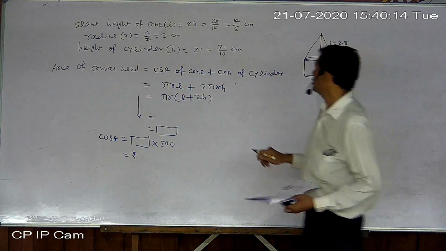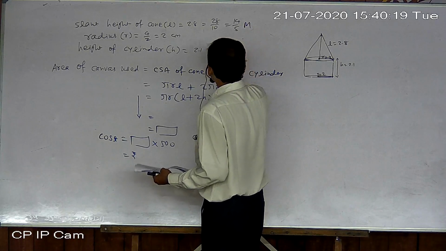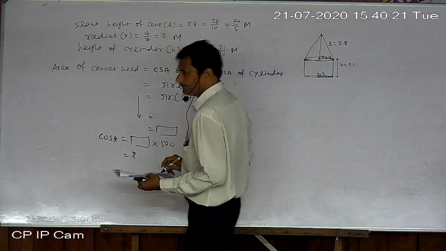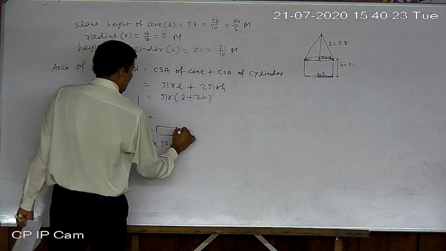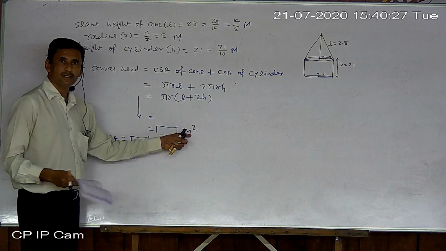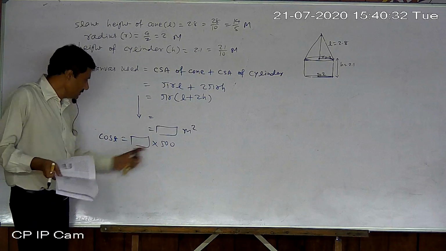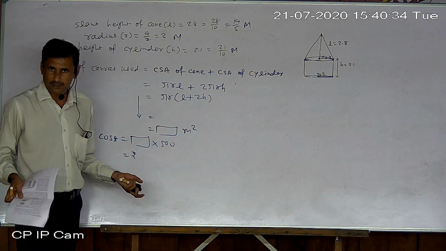Why? Because all measurements are given in meter. So our final area is in meter square. Per meter square 500. We have so many meter square. So how much cost? Just multiply by 500. It is very simple. Okay.